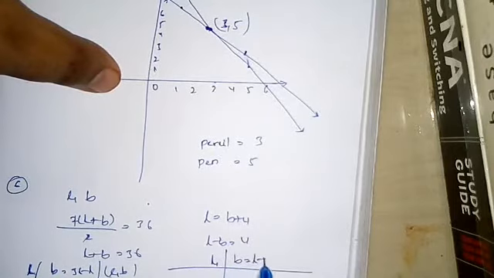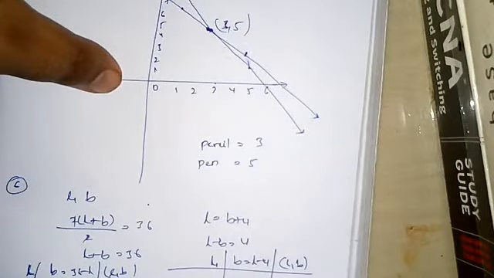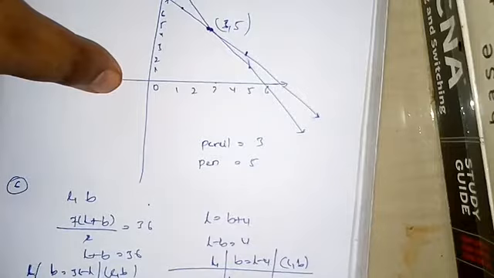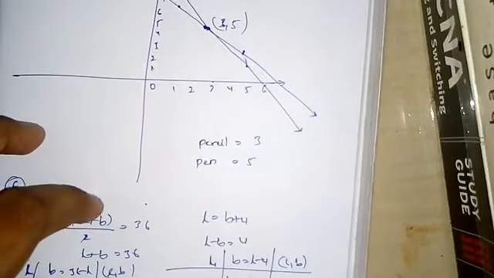For the next equation, B is equal to L minus 4. For L equals 10, B will be 6. 10 comma 6. For L equals 20, B will be 20 minus 4, which is 16. So 20 comma 16. For 30, B will be 30 minus 4, which is 26. 30 comma 26. If you observe, this is the common point for both equations. So this is the solution.